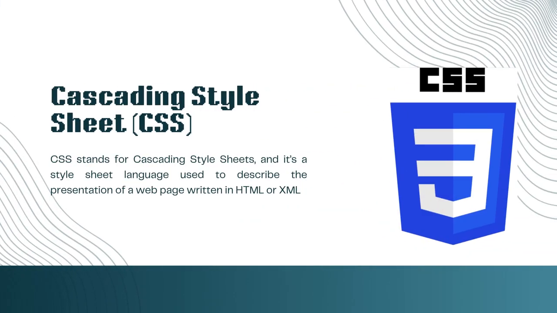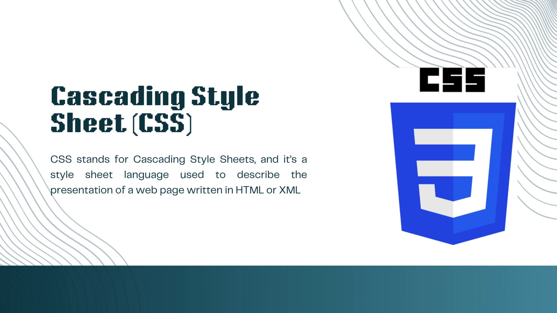So, what exactly is CSS? CSS stands for Cascading Style Sheets, and it's a style sheet language used to describe the presentation of a web page written in HTML or XML. While HTML provides the structure and content of the page, CSS is responsible for how that content looks. In other words, CSS is what makes a website visually appealing. Without CSS, web pages appear functional but lack visual appeal.